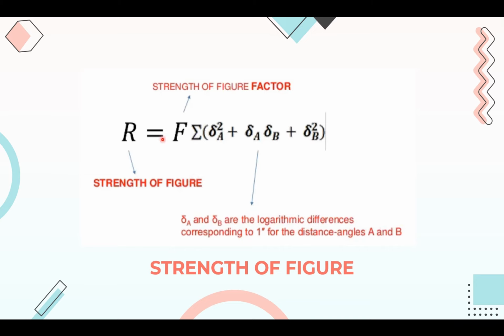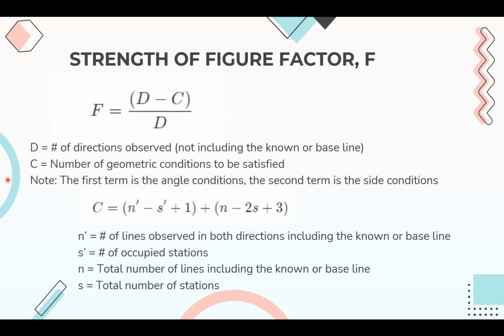So let's dive in. First, we have the strength of figure factor. If you can remember, R is equal to F times our summation term, which we will discuss later. But the first term in our strength of figure is F, and this is called the strength of figure factor. So this is the first one we solve. How do we solve for our strength of figure factor? F is equal to D minus C over D. Okay, so what is D and C?